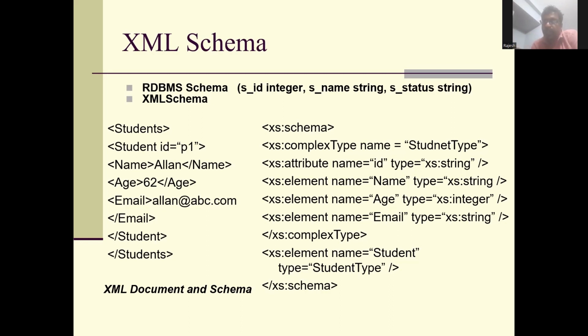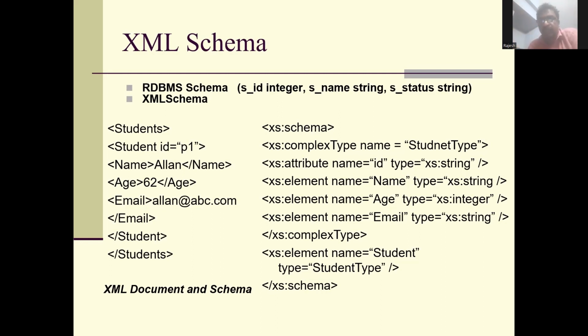Schemas are extensible to additions. It actually supports data types. Here, for name the type is string, age is integer, and email is string, right? It also supports namespaces. For that purpose we mention xs colon schema. The xs is a prefix used to avoid naming conflicts.